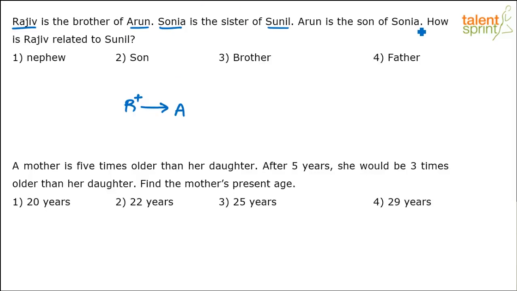Arun is the son of Sonia. So we have already got Arun here. Now the next statement says Arun is the son of Sonia. So Arun is the son, male. He's the son of Sonia. So Sonia comes one generation above.